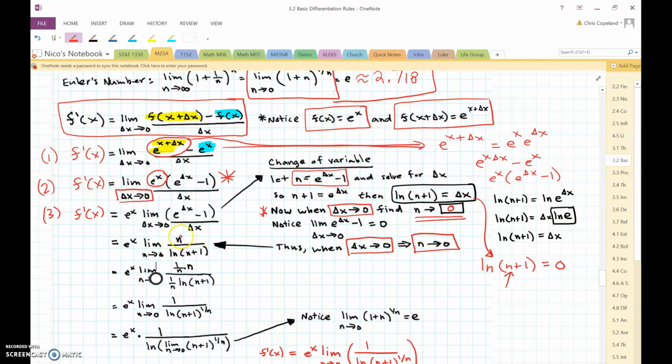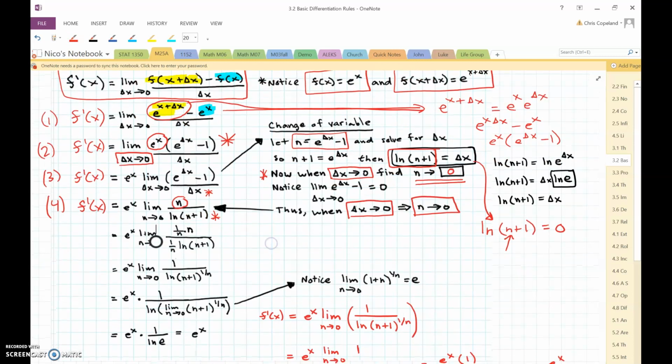For this next step, I'm going to call this n. I'm going to replace delta x with this part here. This was delta x. Now it becomes the natural log of n plus 1, and then n is going to approach 0. So there is step 4. A little tricky, but hopefully you can see it.